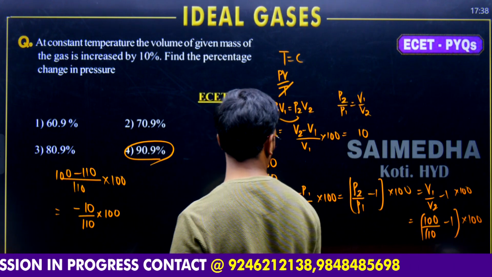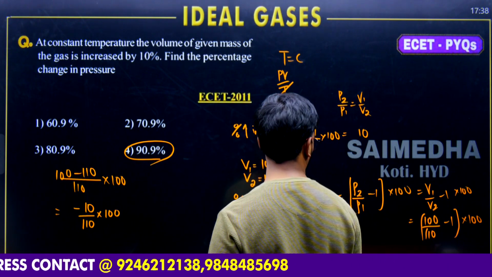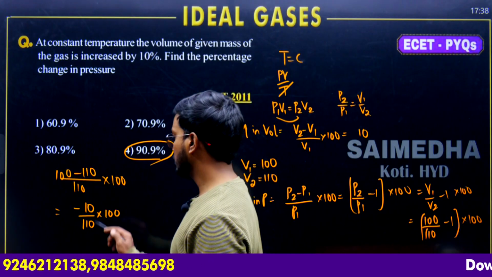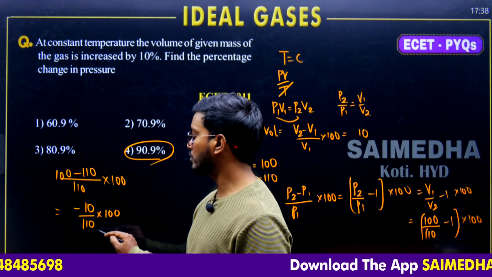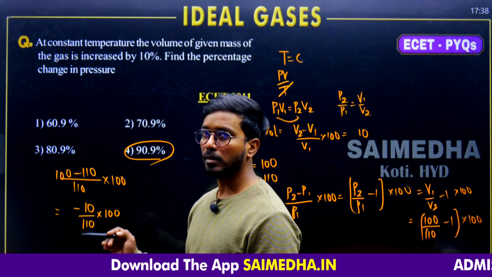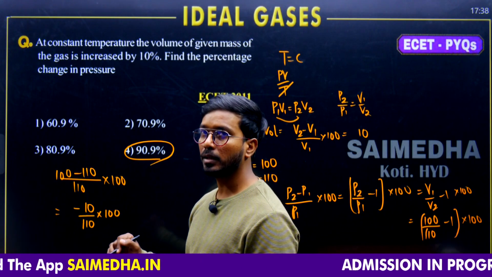P2 by P1 minus 1, V1 by V2 minus 1, 100 minus 110 by 110 into 100. So this is minus 10 by 100. If this is equal to 100, what is the answer? Minus 10%. That would be 90, would be the correct answer.